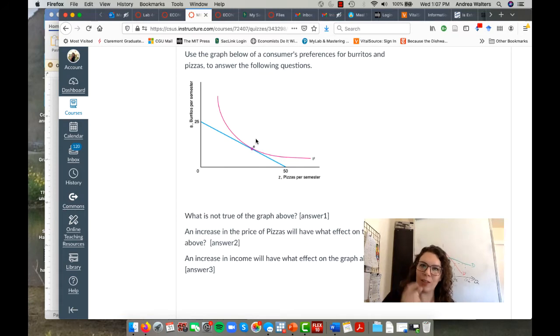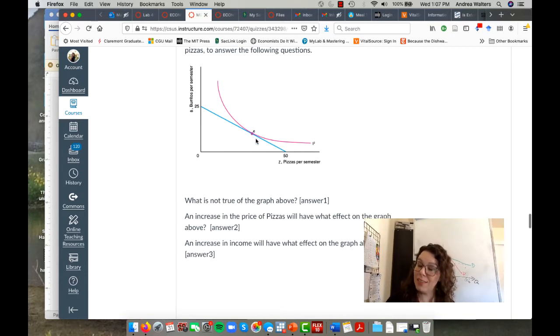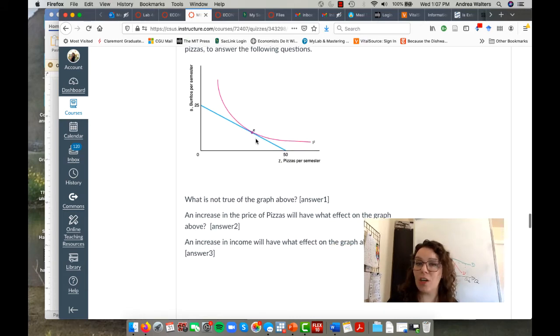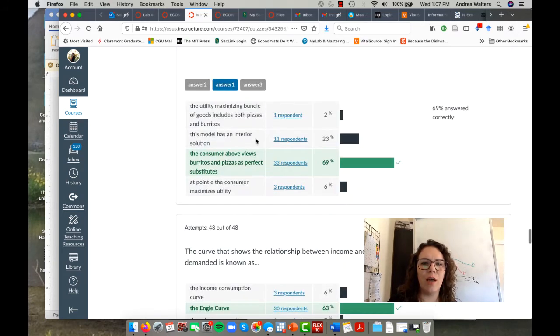There's a difference in the marginal rate of substitution along the indifference curve. So they are not perfect substitutes. They're also not perfect complements. They're in between. Most goods are. And so that is what is not true about this graph.